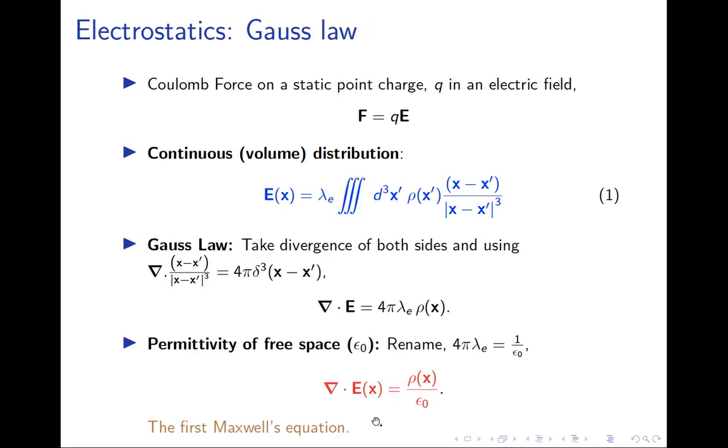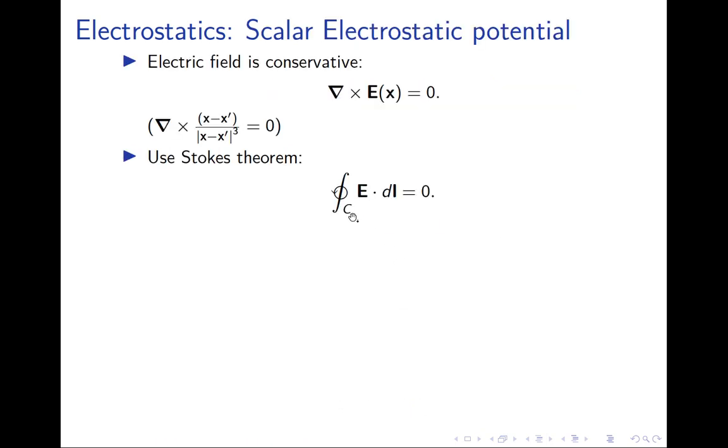One of them is Gauss law, which says the flux of E on every closed surface is equal to the charge enclosed by the surface divided by epsilon naught, and the other is that the line integral of the electric field along any closed loop C is 0.